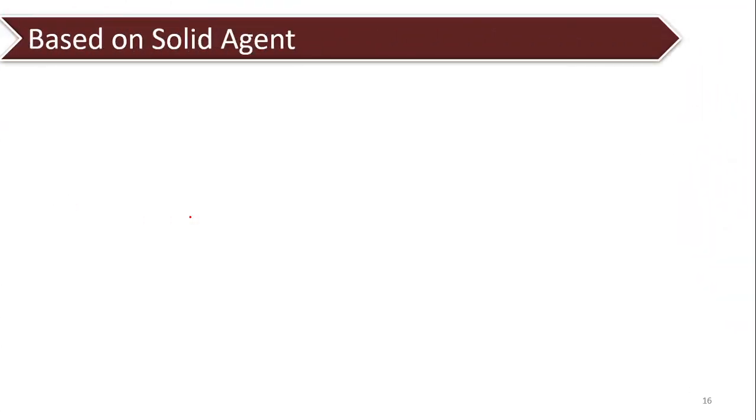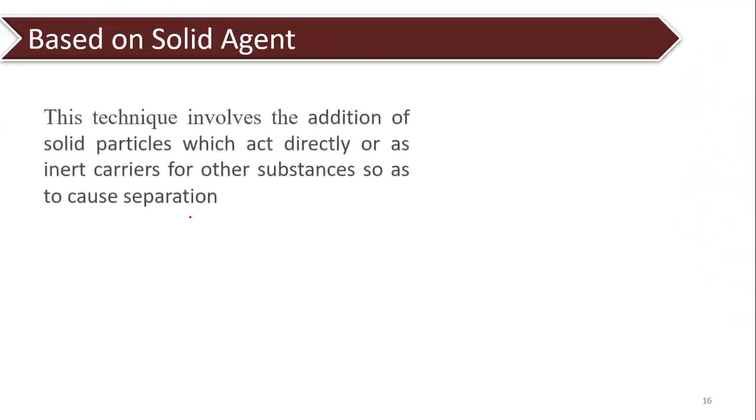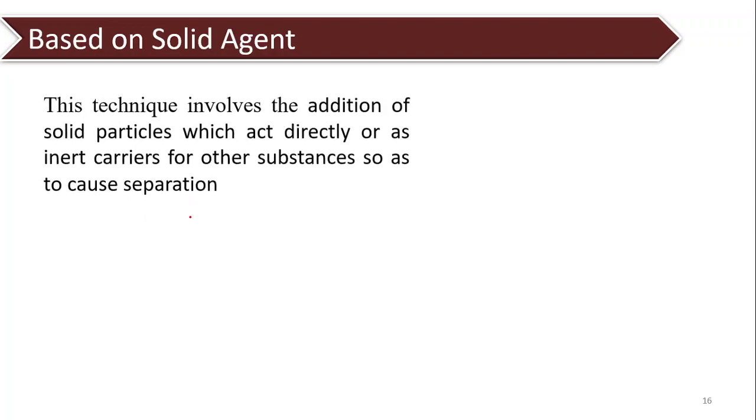Now come to the next, separation based on the solid agent. So we are going to give the solid agent. In these techniques, this involves the addition of solid particles which act directly or as inert carriers for the substances so as to cause the separation. Means we have to add some solid particles which act directly or as inert carriers for the other substances. Means it basically takes some materials from the feedstock and it is inert for some other materials. So that's why the separation is possible.